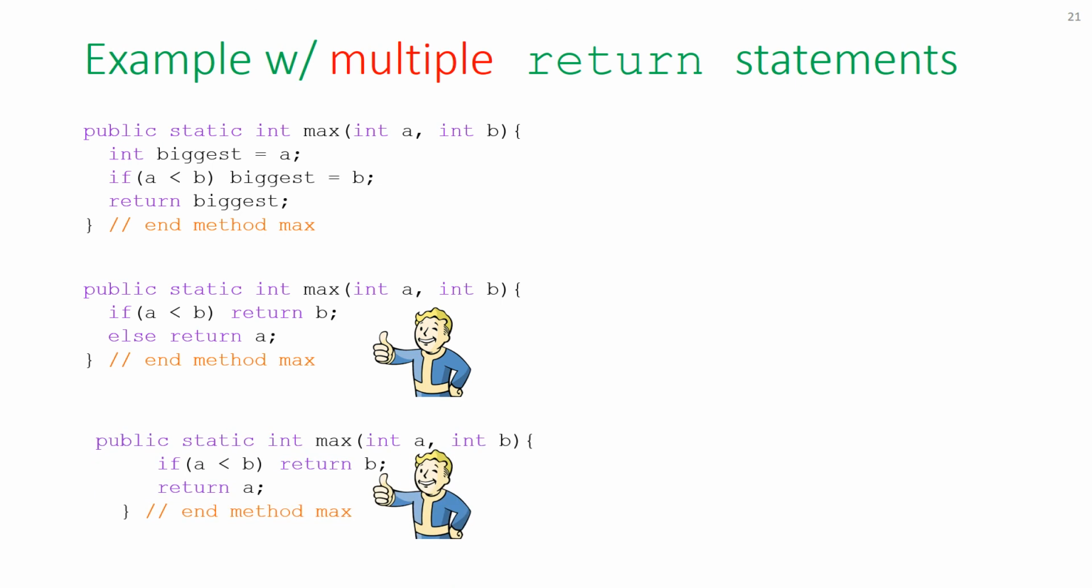Slight variant of this: public static int max, A and B. If A lesser than B, return B. Do I need an else? No, because if I put just return A, what I wrote pretty much is when you reach the end of this method, return A. Now, before you reach the end of the method, let me check if we should return B instead. If A lesser than B, I return B, which means when I execute the keyword return, I get out of the method. So I'm not going to ever look at this code.